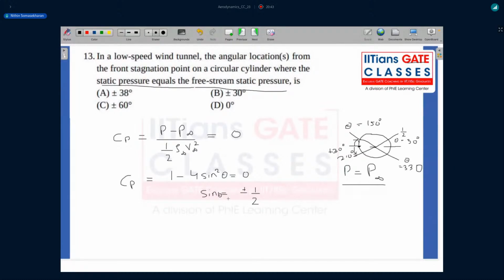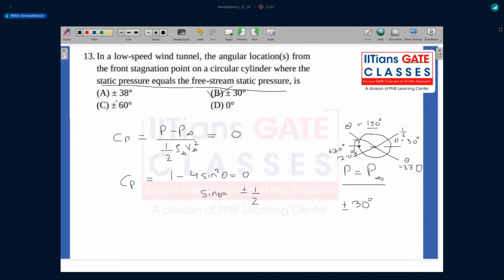a location where sine theta is minus half. And if I go minus 30 degrees to a location where theta is 150, I get a location where my sine theta is positive half. So from the front stagnation point, you need to go plus minus 30, and you will reach locations where my sine theta is plus half or minus half, either one of them, and correspondingly making your CP 0. And that basically means my P equals P infinity, right? So that basically tells us the right option here is B, plus minus 30.